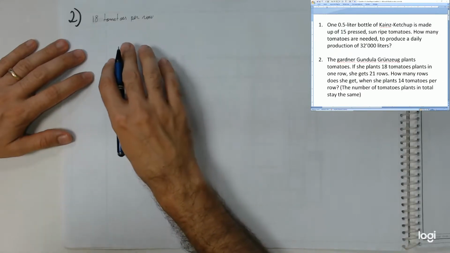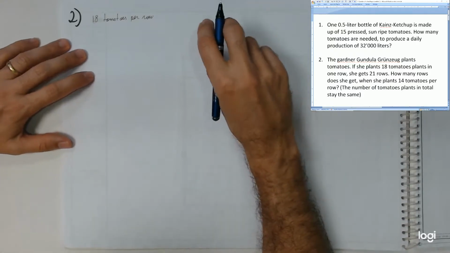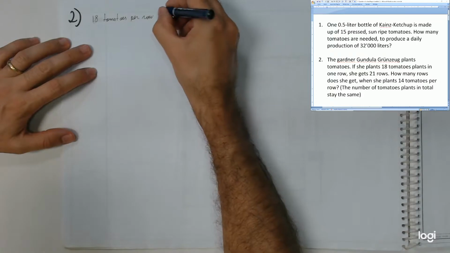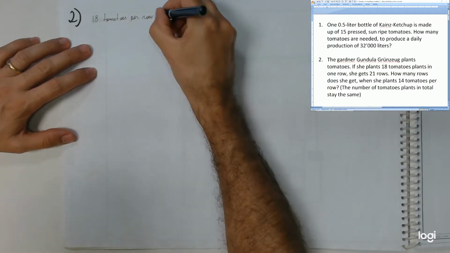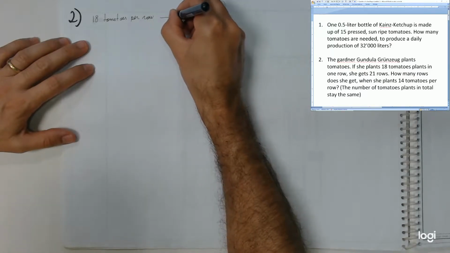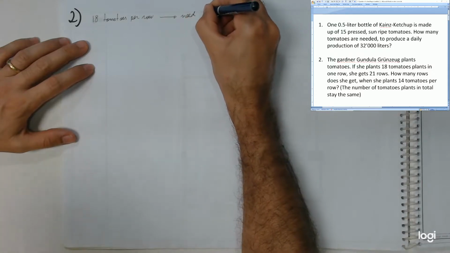Oh, please, Vera, pause the video and read the problem first, okay? It's going to be easier to follow. I'm not going to read it in here, okay? So after you pause, you just continue. We have 18 tomatoes per row. If she plants 18 tomatoes per row, she's going to need 21 rows.